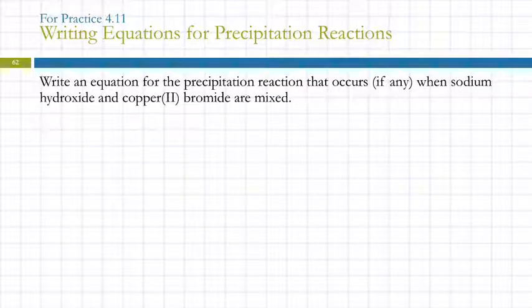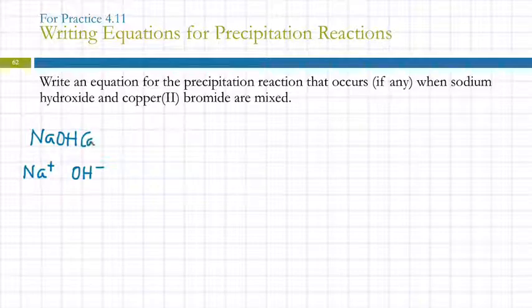Write an equation for the precipitation reaction that occurs, if any, when sodium hydroxide and copper 2 bromide are mixed. We're going to do the same thing. We have to look at the individual ions, so sodium hydroxide. Okay, sodium ion and hydroxide ion. If you haven't learned your ions yet, this would be a good time to get on that. Put those two together, I get NaOH. That's soluble. The other one is copper 2 bromide.